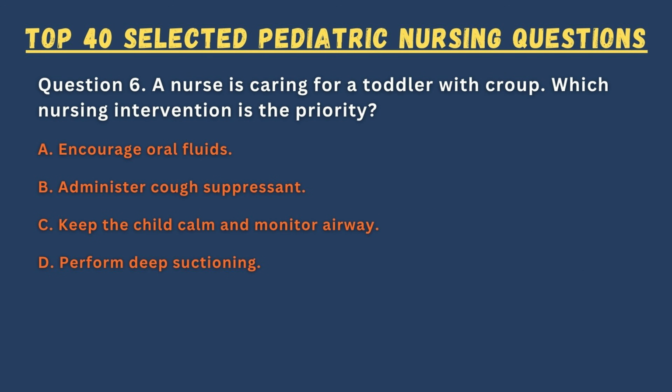Question 6. A nurse is caring for a toddler with croup. Which nursing intervention is the priority? A. Encourage oral fluids. B. Administer cough suppressant. C. Keep the child calm and monitor airway. D. Perform deep suctioning.